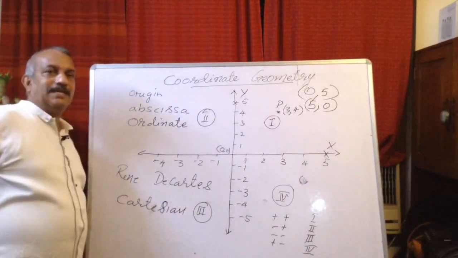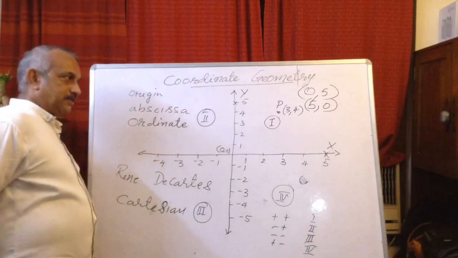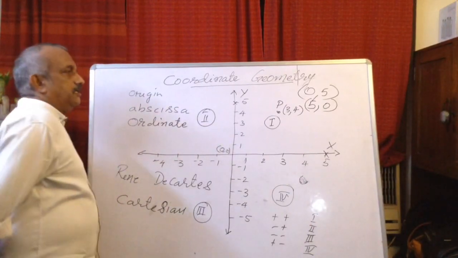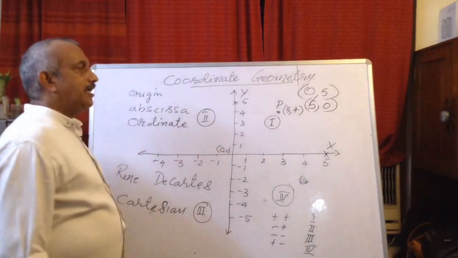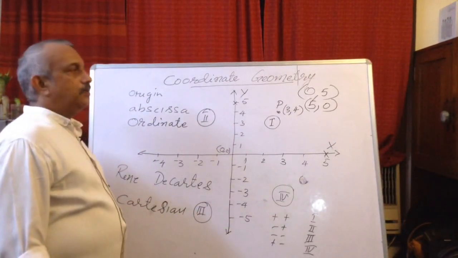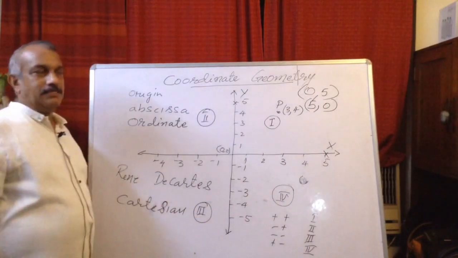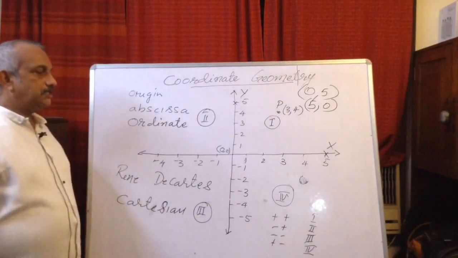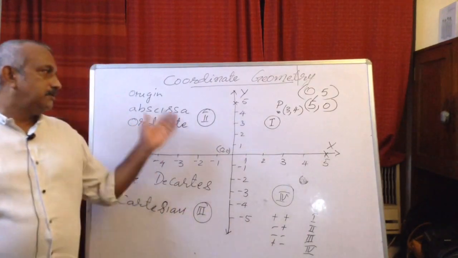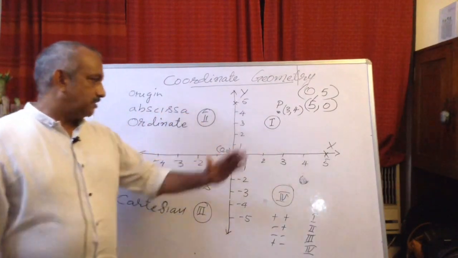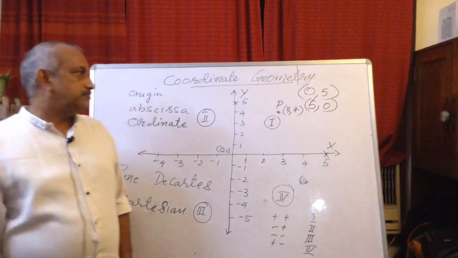So if the x coordinate is 0, the point lies on the y axis, and if the y coordinate is 0, the point lies on the x-axis. So these are the important points from this chapter, and then we'll discuss possible questions. So let me come to it from the beginning.